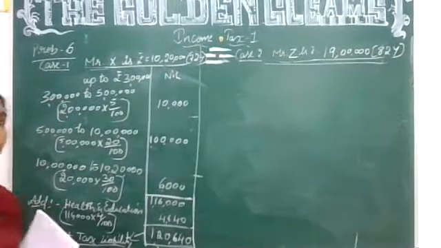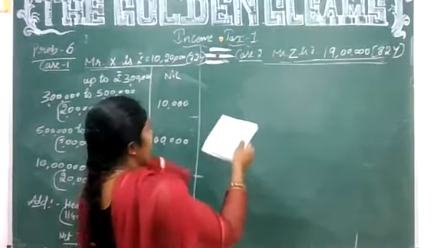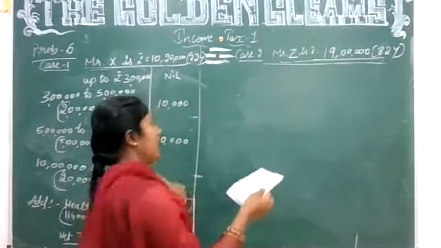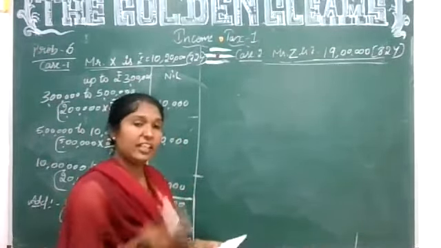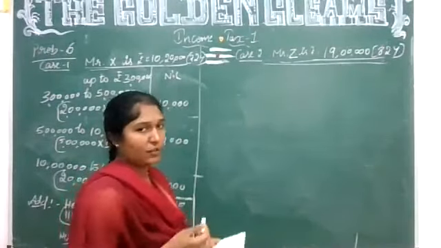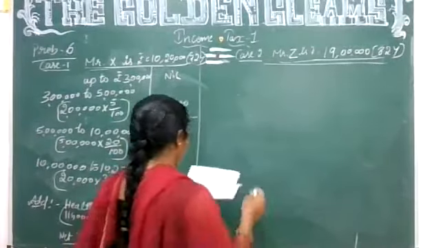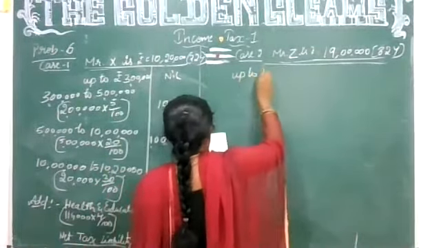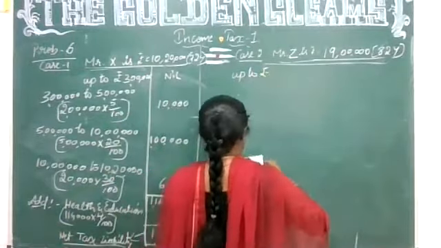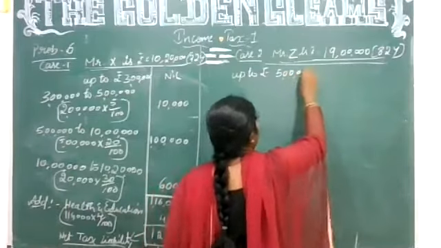Yes. In the next one, case 2. Mr. Z is rupees 19 lakh. Here, since the age is more than 80, 82 years, we are going to take the third format. The third format is up to rupees 5 lakh.